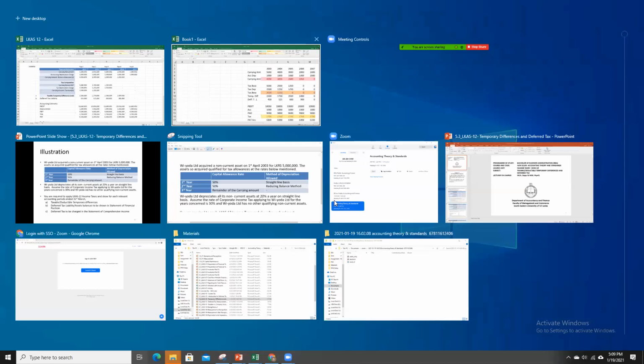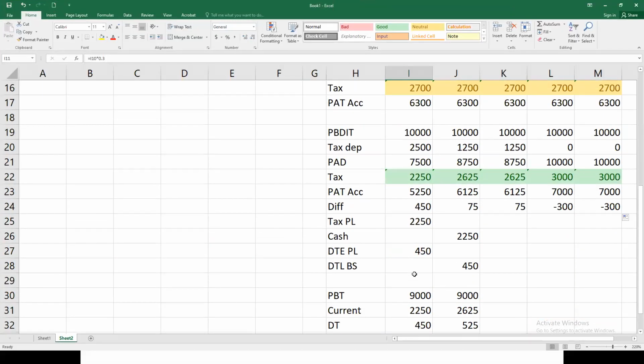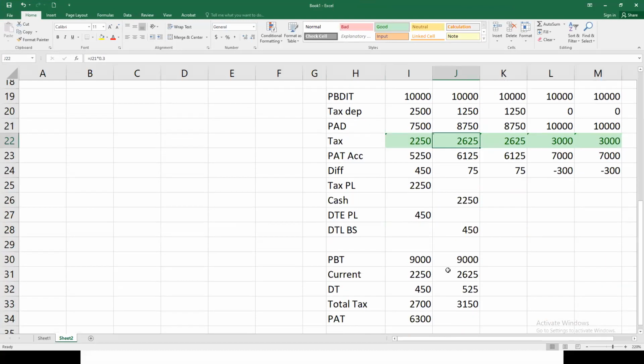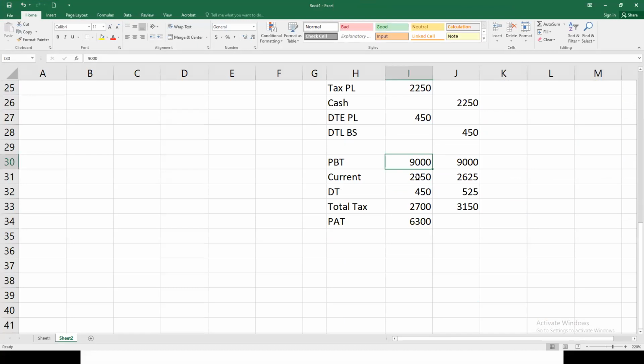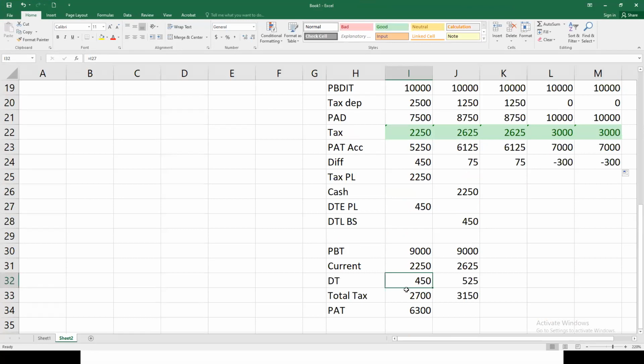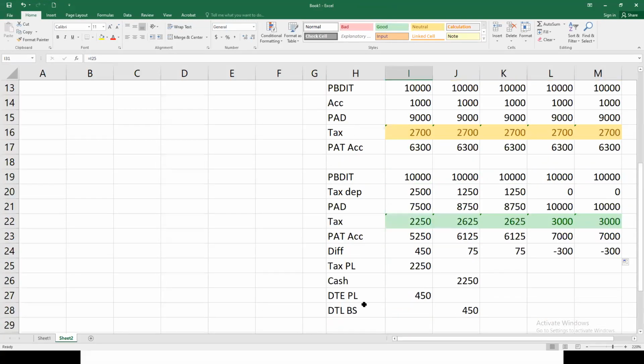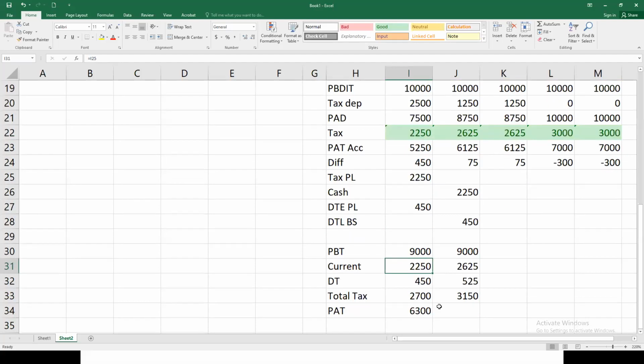So, how to pass the journal entries? For 2003, first we passed the current tax, right? Current tax expenses debit and deferred tax debit. And deferred tax liability is credit, and cash amount, this value is credit. Any questions to ask?